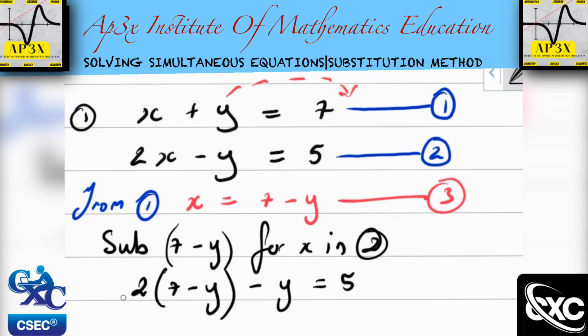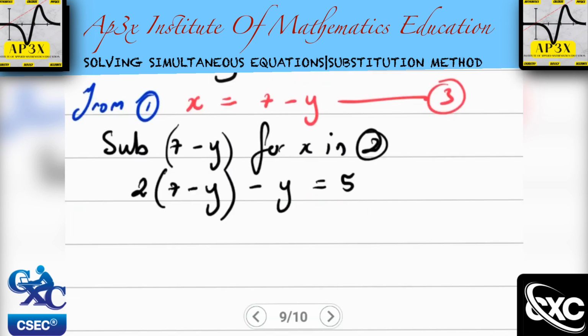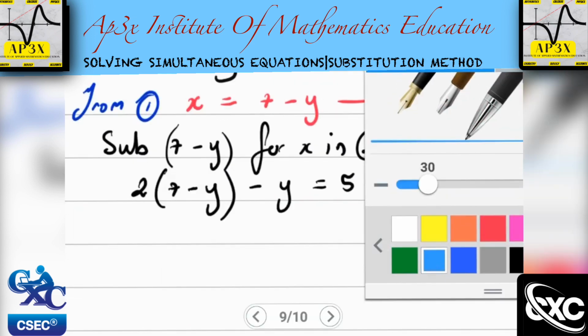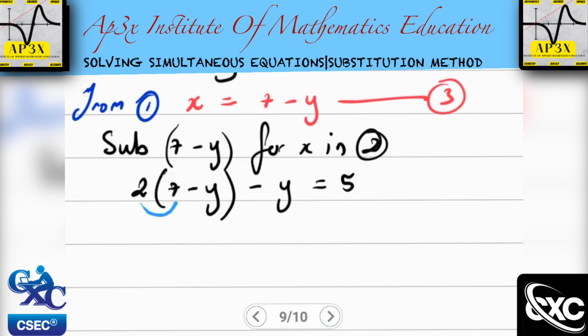And now what you have here is a very straightforward equation with one variable, one unknown. So now I can easily go ahead and distribute the 2 here and distribute the 2 here.